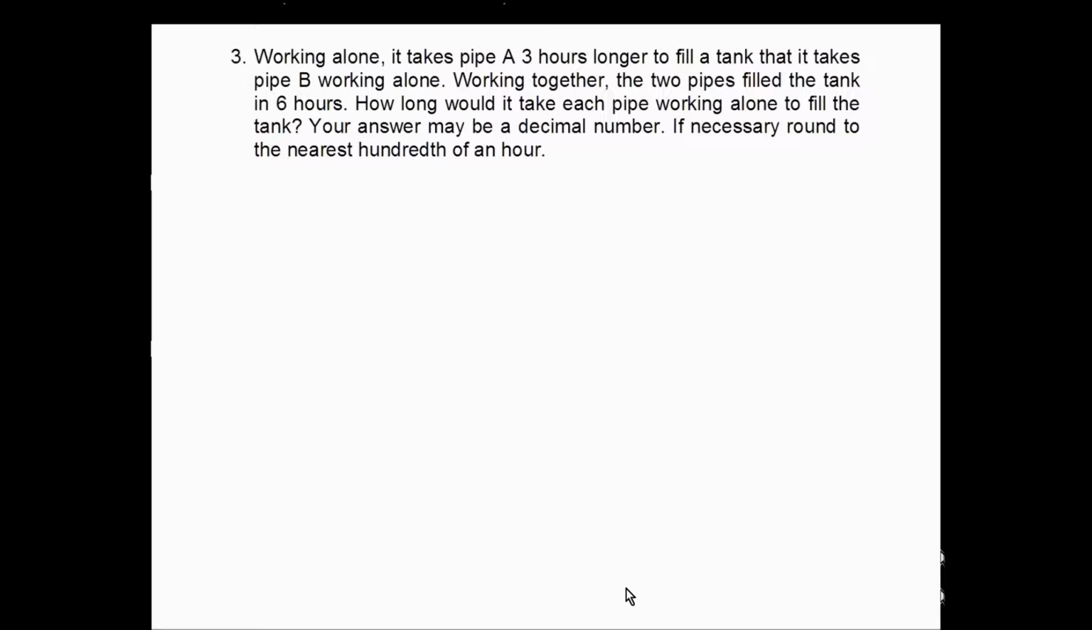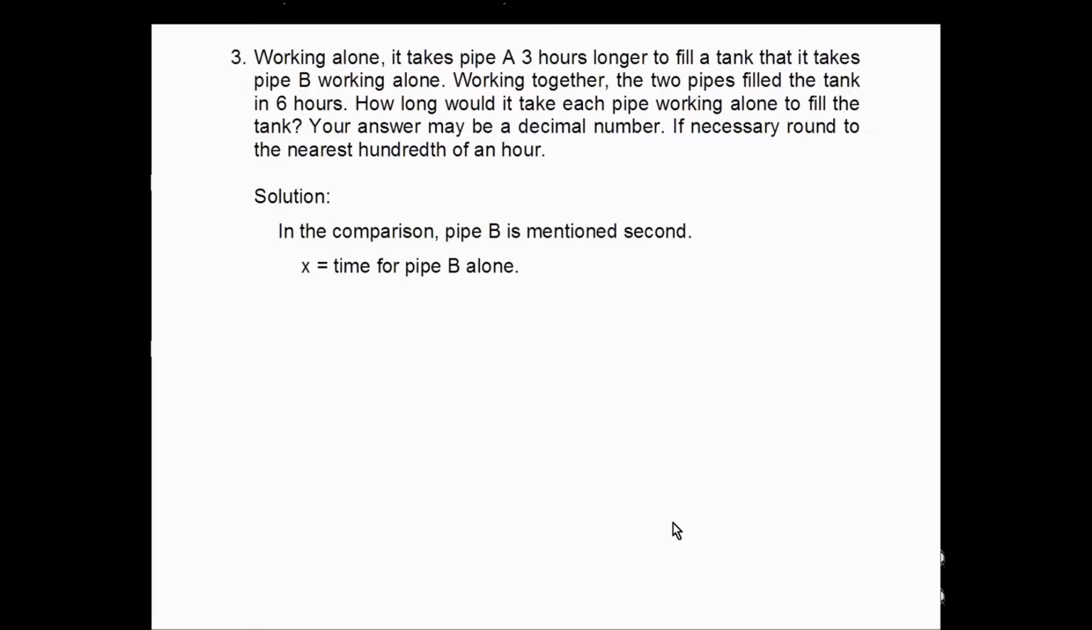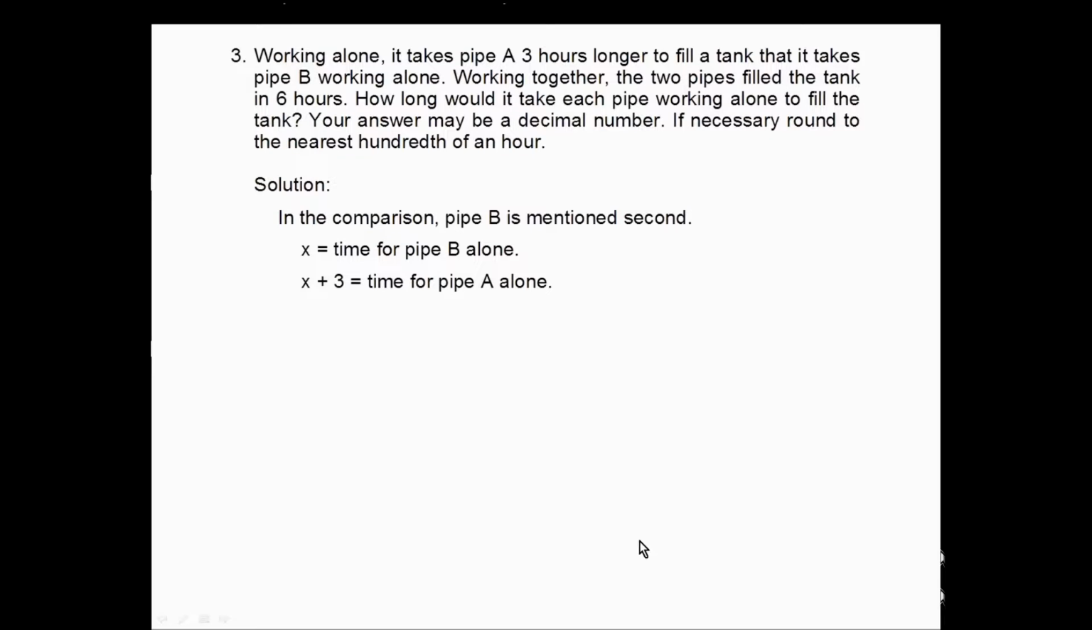Okay, I'm comparing two things, pipe A and pipe B. Remember, typically, the one mentioned second is going to be x. So it says, working alone, it takes pipe A 3 hours longer to fill a tank than it takes pipe B working alone. So in the comparison, pipe B is mentioned second. So x will equal the time for pipe B alone. Now, according to the problem, pipe A is 3 hours longer. So x plus 3 is the time for pipe A working alone.